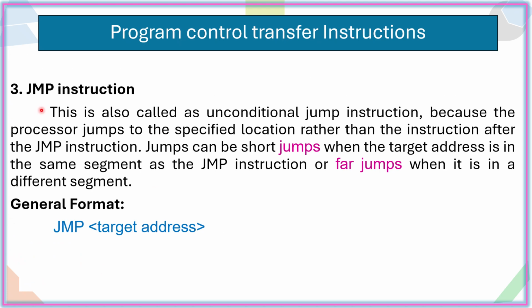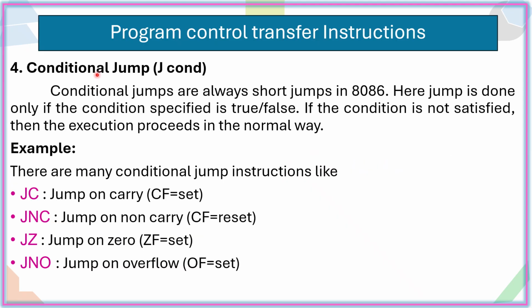The unconditional instruction is jump. It just jumps to the particular address that is mentioned. So no condition, it just jumps to the instruction or the address that has been mentioned in the instruction here. Moving on to the conditional instruction, or the conditional jump. Here we have this J accompanied with a condition.